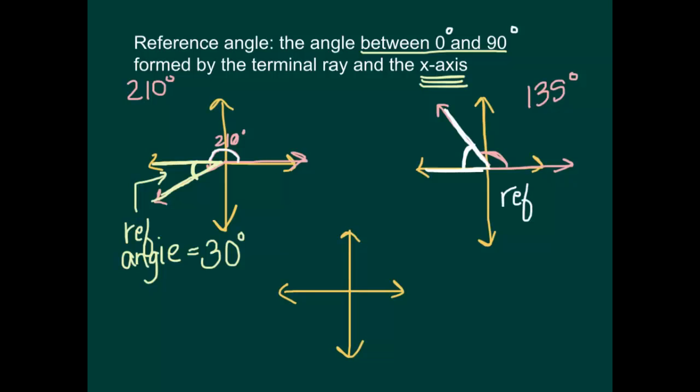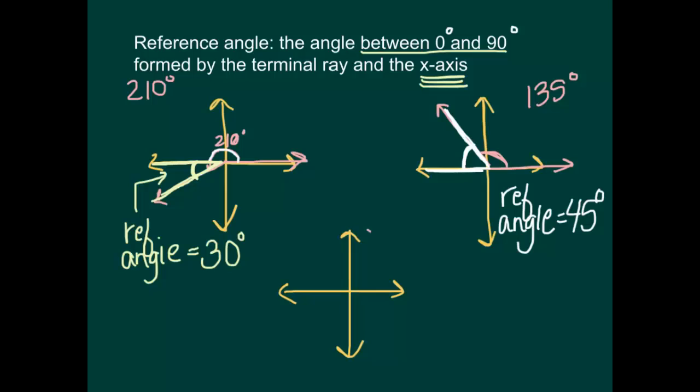So let's think, what is the measure of our reference angle? Well, I know all the way down would be 180. We only were at 135. If you do some subtraction, our reference angle here is 45 degrees. Notice it's between 0 and 90.